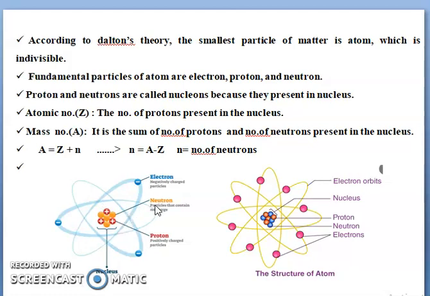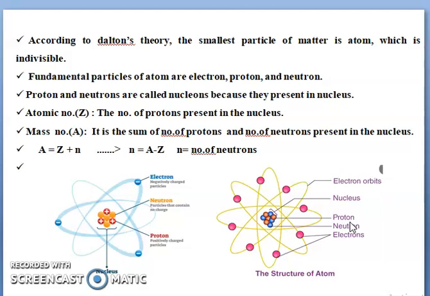Here, electrons are the negatively charged particles, neutrons are the particles that contain no charge, and protons are positively charged. The center part is called the nucleus. Simply, you can see the structure of the atom and its main parts. Electrons move around the nucleus, and that path is called the electron orbit. The center part is called the nucleus.